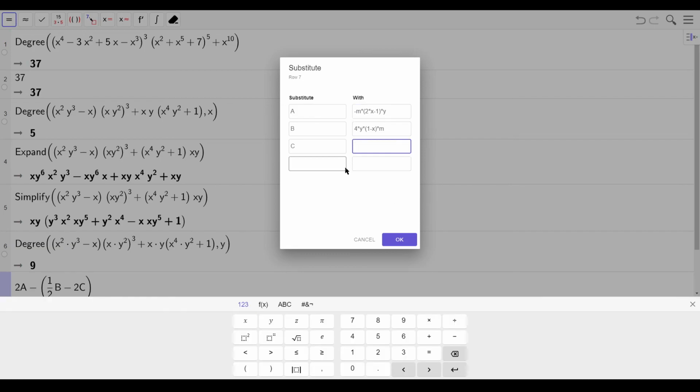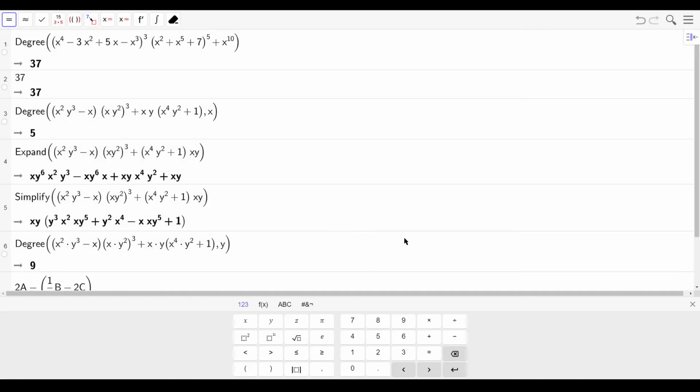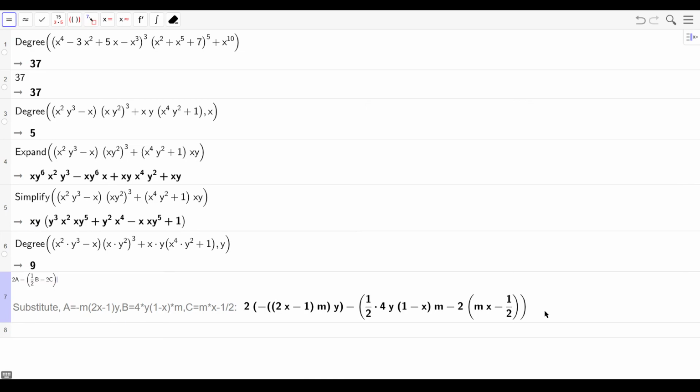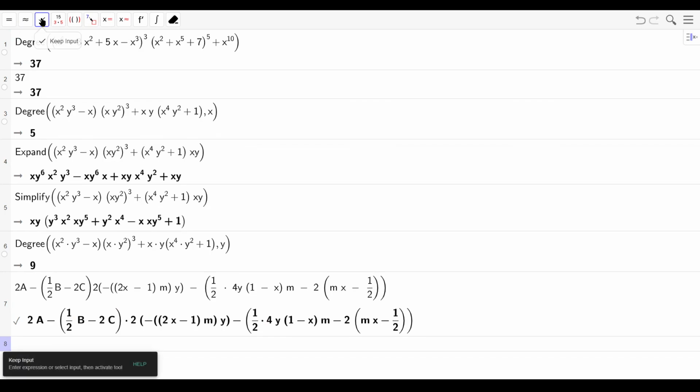Okay, and what about C? C is m times x. So let me just put the star from the beginning. M times x, and then I have minus a half. Yes? Do you agree? Okay, so let us see how it goes. If I substitute, I will get that expression. And then I want to simplify. So if I want to simplify that, is this simplification, do you think? No. So I have to expand that. Yeah, expand.